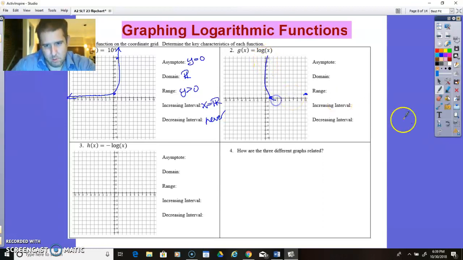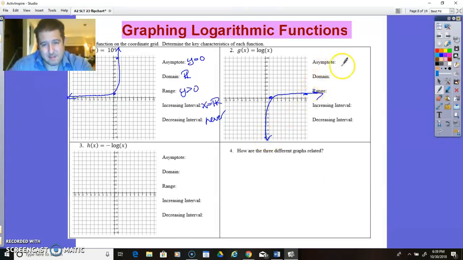Okay, so it's going to look... Oh, whoops. Try that again. It's going to go like that. Okay, poorly executed, but you get the right idea. So this has an asymptote of x equals 0. It's never going to have a y-intercept.